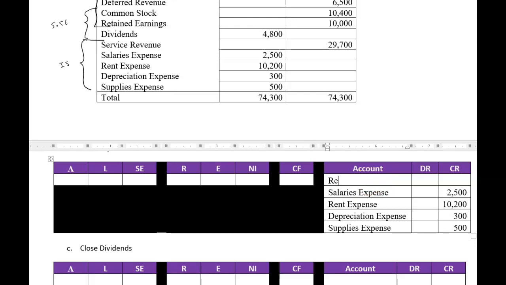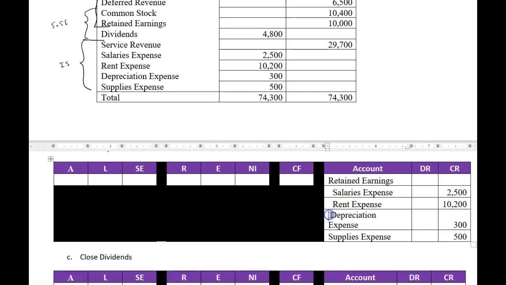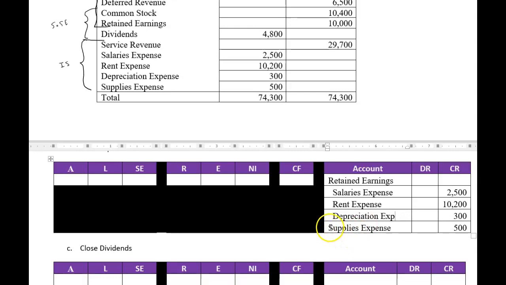And what are we going to debit? Well, we're going to debit retained earnings. Now, my apologies, I'm going to abbreviate expense just so it doesn't mess up my format there. Sorry about that. All right. So get all of those. We're going to credit all the expenses to force them to zero.